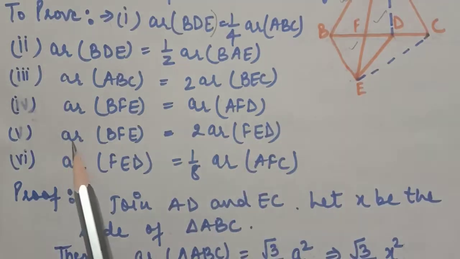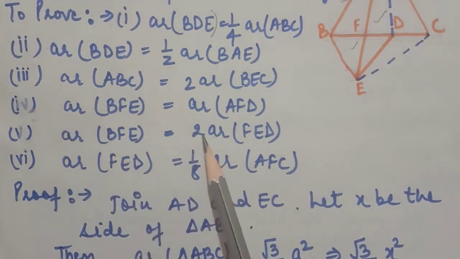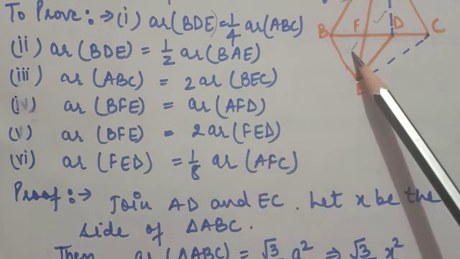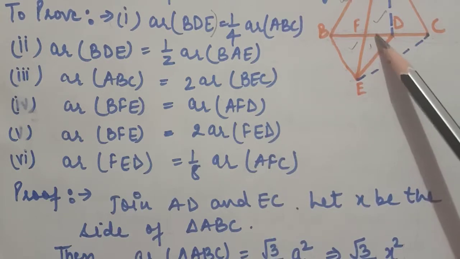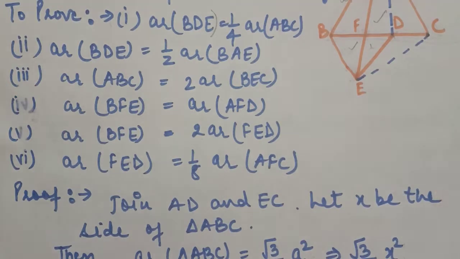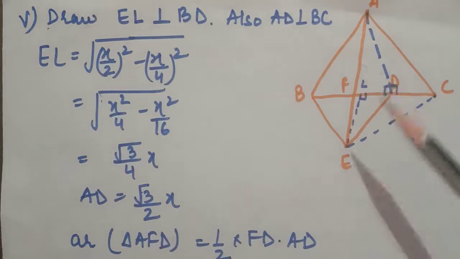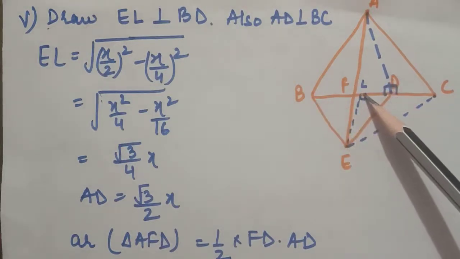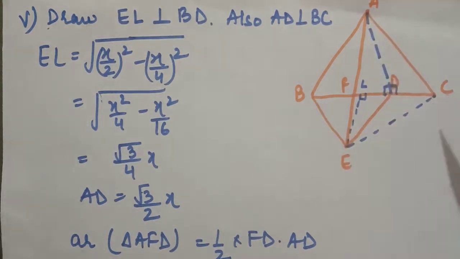So students, the fifth part is area of BEF is equal to double the area of FED. Area of BEF is equal to double the area of EFD. It means this is the double of this. We have to prove it. So students, first of all, we have to draw a perpendicular. EL is a perpendicular on BD, and we know it very well that AD is also perpendicular on AC.